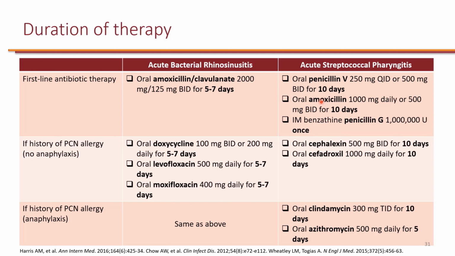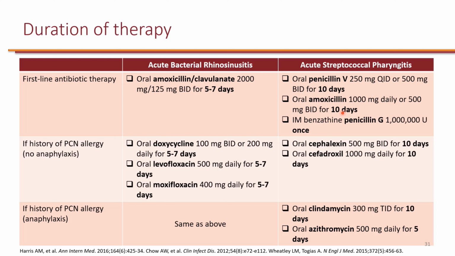Alternatively, amoxicillin is an option. Even if you give a high dose of 1000 milligrams, you can get away with once a day dosing to further improve adherence, or you can do the lower dose of 500 milligrams twice a day, and this will also be for 10 days.